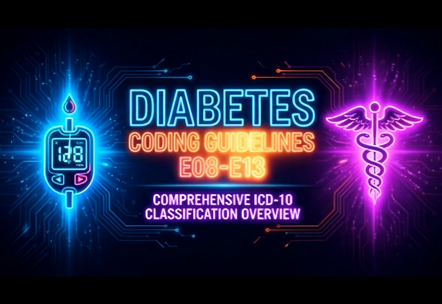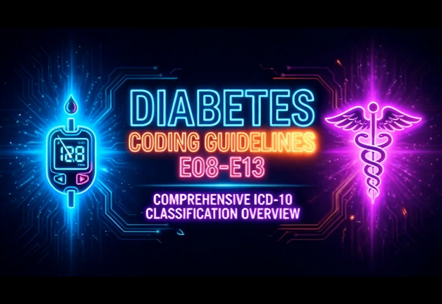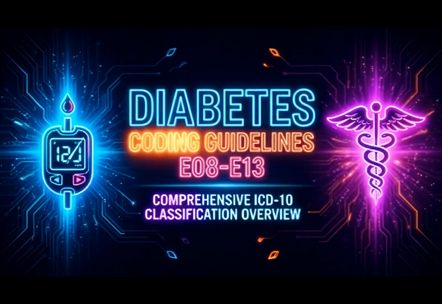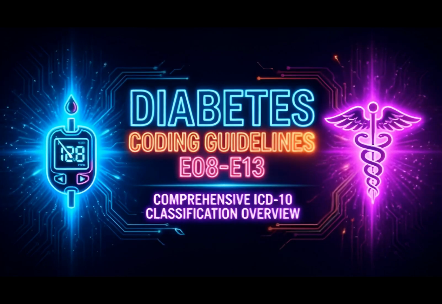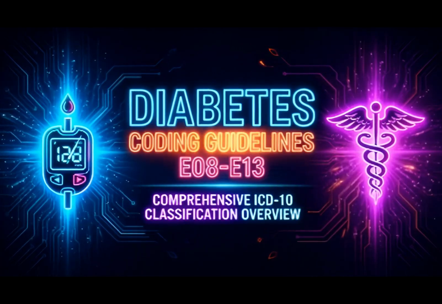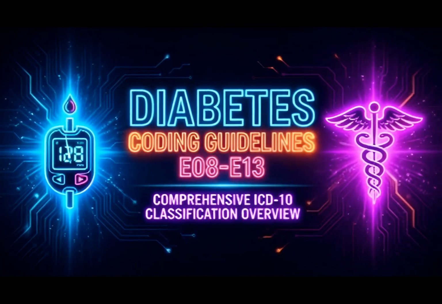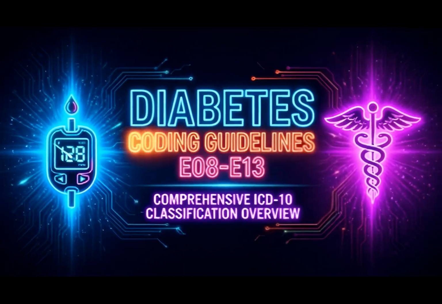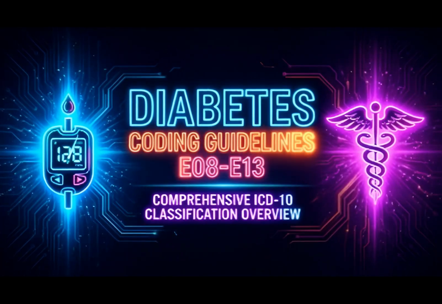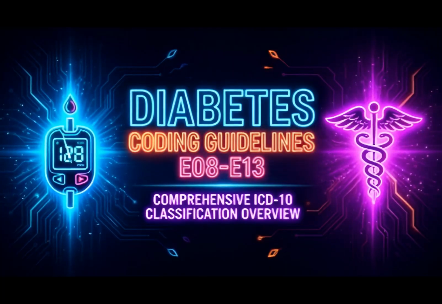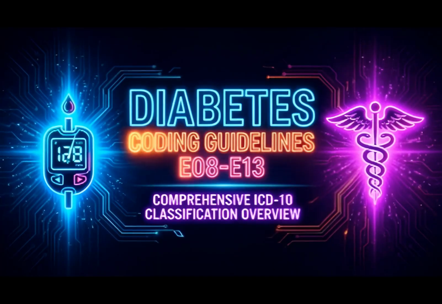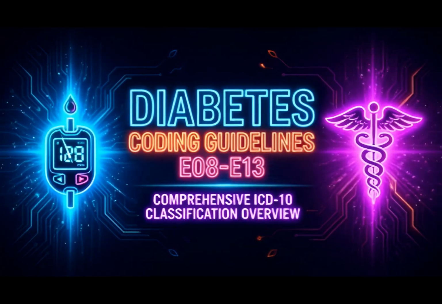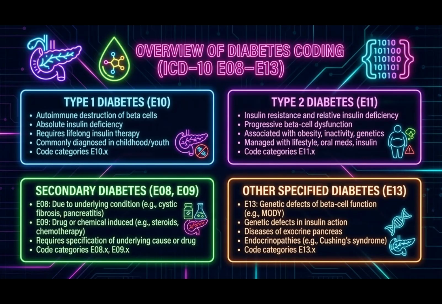Welcome to the Diabetes Coding Guidelines section of our ICD-10 Masterclass. In this module, we'll simplify one of the most commonly coded yet misunderstood areas, diabetes mellitus, coded from E08 to E13. You'll learn how to select the correct category, identify complications, apply the combination coding rules, and avoid the most frequent coding mistakes. Let's begin.